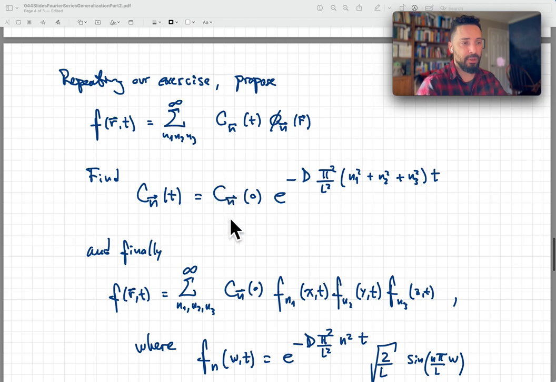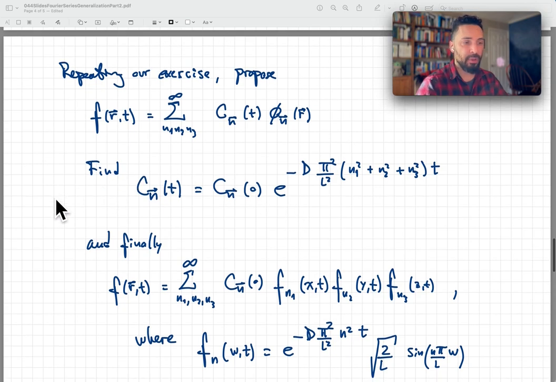And here then the time part is the initial condition times e to the minus d pi squared over L, the sum of the indices n1, n2, and n3 all squared times time. And so that's the time-dependent part.